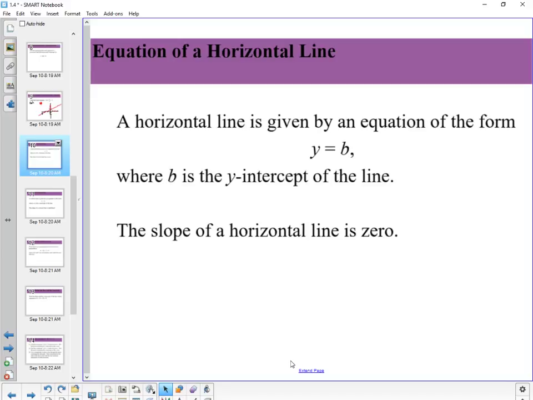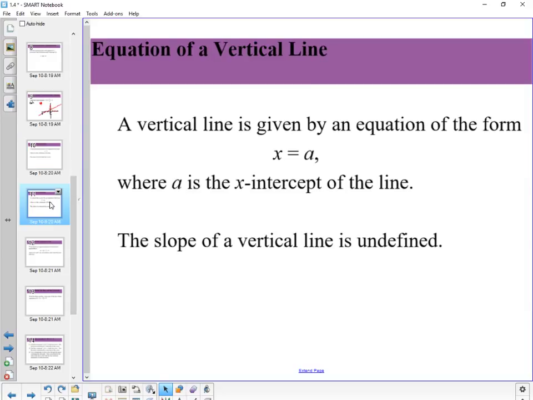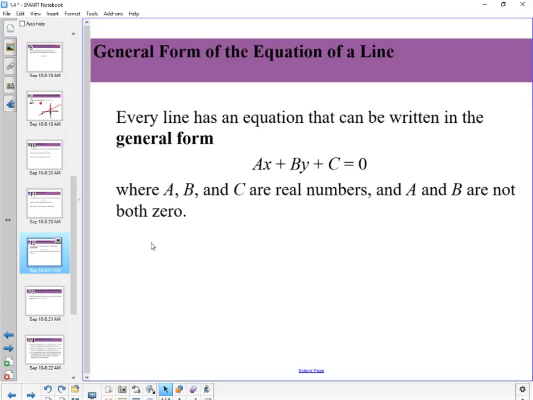Horizontal lines will always be in the form of y equals. Vertical lines will always be in the form of x equals. Nothing new there, right? Here's your general form, not standard form: ax plus by plus c is equal to 0.